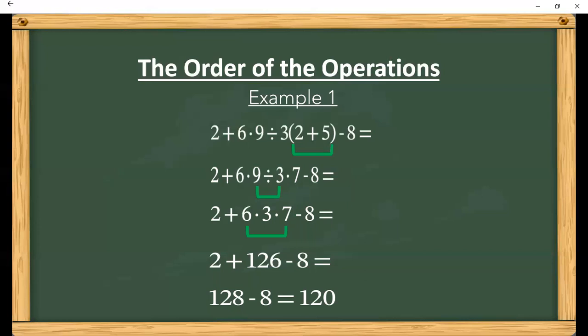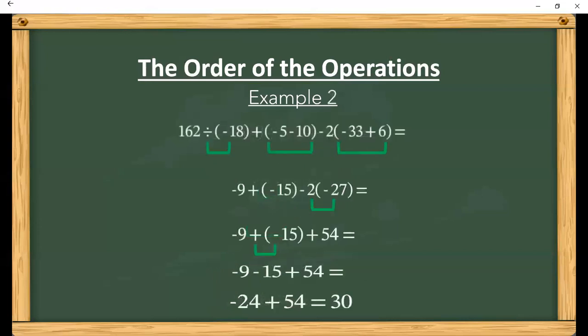And finally, we do the addition, and in the end, the subtraction. So this algebraic representation gives us 120. This is a characteristic example. Let's do another example.